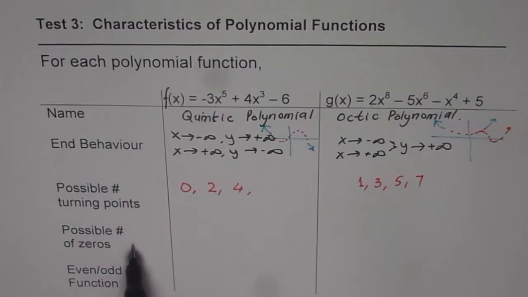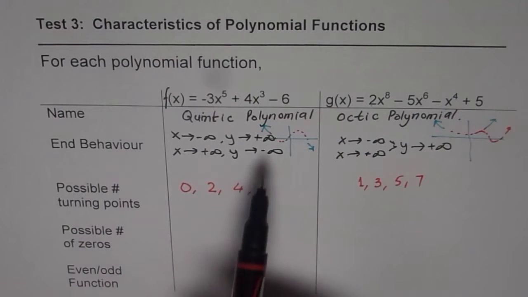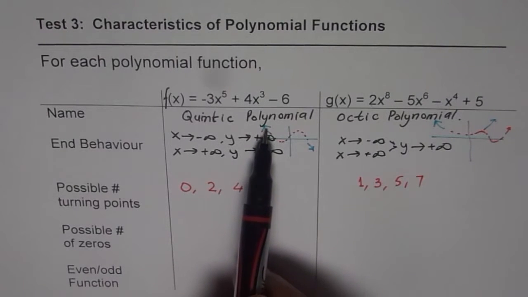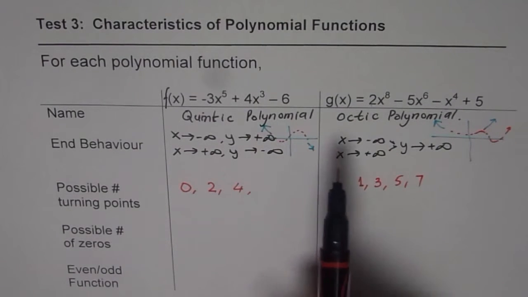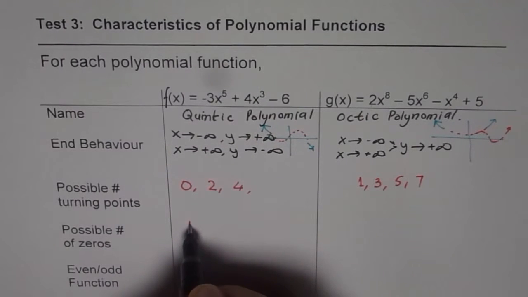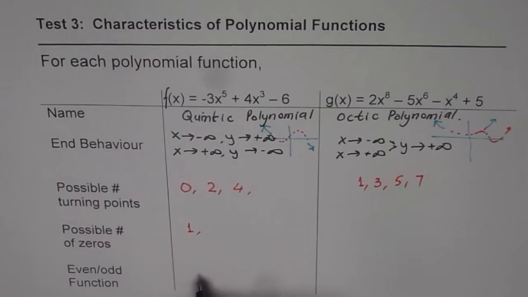Now let's talk about the zeros. If you have to go from quadrant 2 to 4, you have to cross the x-axis, right? At least once. So the least possible number is 1, correct?